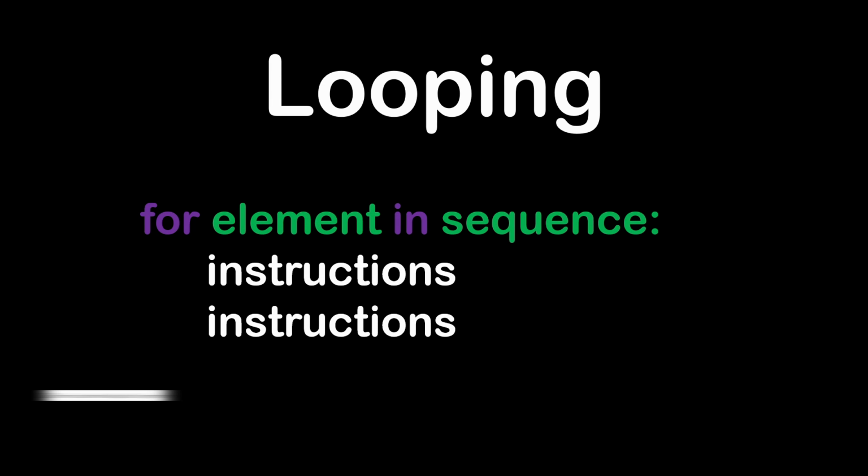Okay, now I will move to the for statement, still in looping. The for statement loops over a sequence of elements and executes the block of instructions within the loop. So how does this happen? Let's take this as an example.